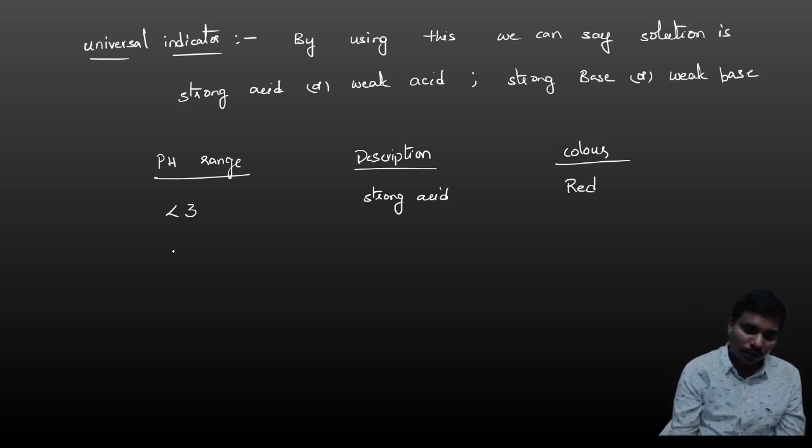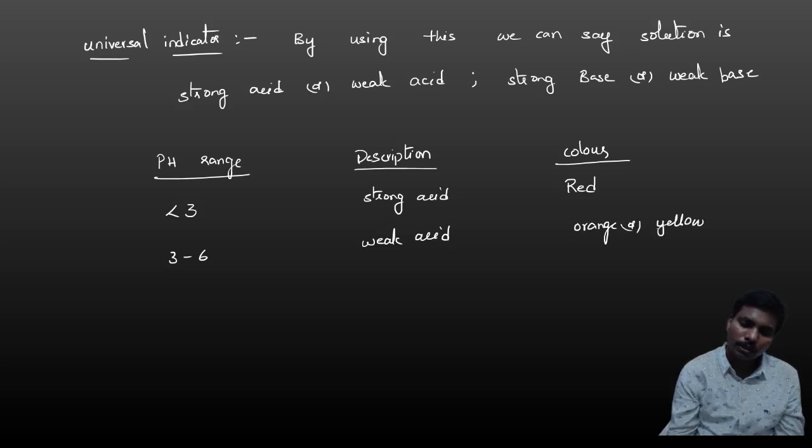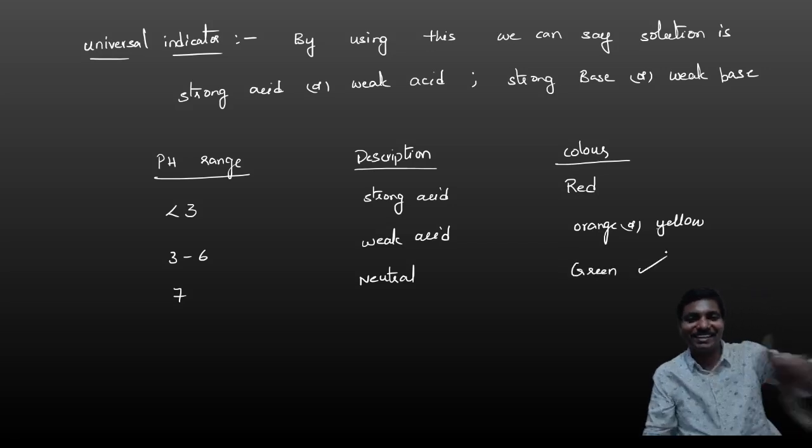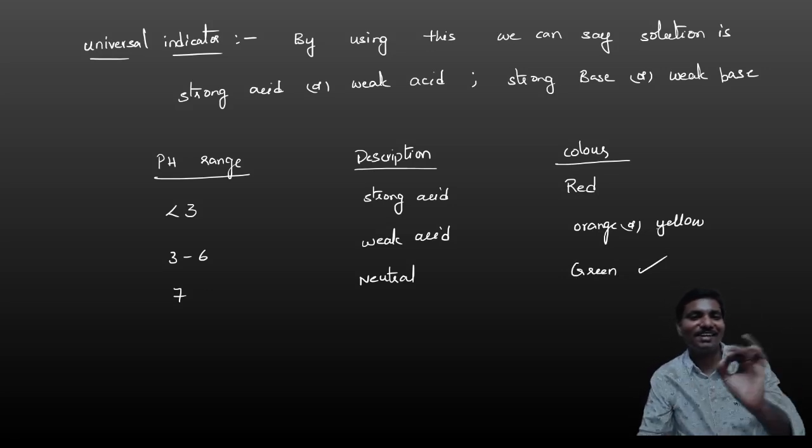If it is more than 3 and less than 6, that is, 3 to 6, then you can say it is a weak acid. In this case, it will become orange or yellow color, or a mixture of orange and yellow. Whenever it is 7, the description is neutral. In this case, it will give green color. If it is green, you can say it is neutral. That is not harmful to us.